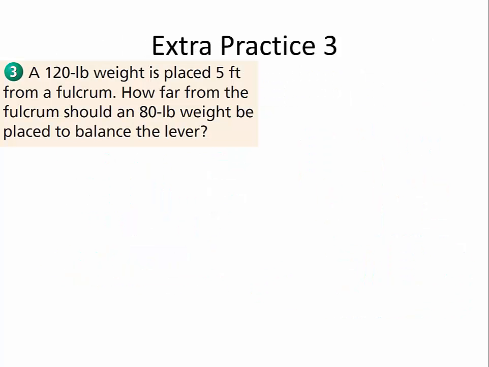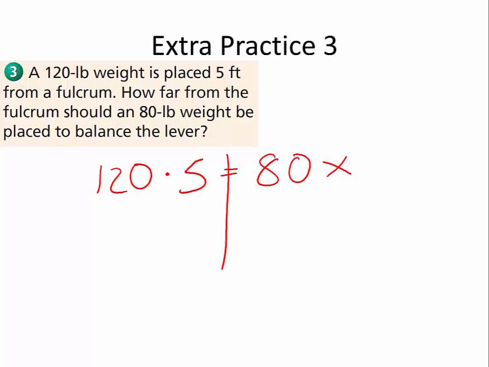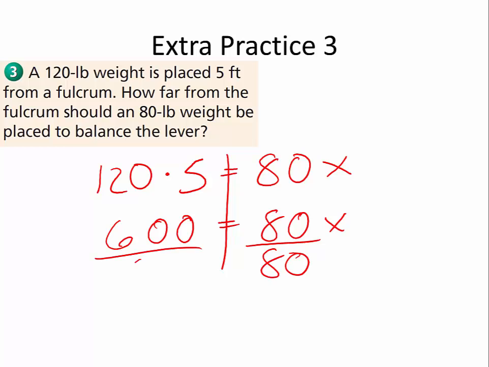All right, let's see how you do on this next one. All right, if you did this correctly, you have weight of 120, 5 feet away, so 120 times 5 equals 80 pounds on the other side, times x, of course, for the distance. 120 times 5, which comes out to 600, equals 80x. Divide by 80 to both sides.